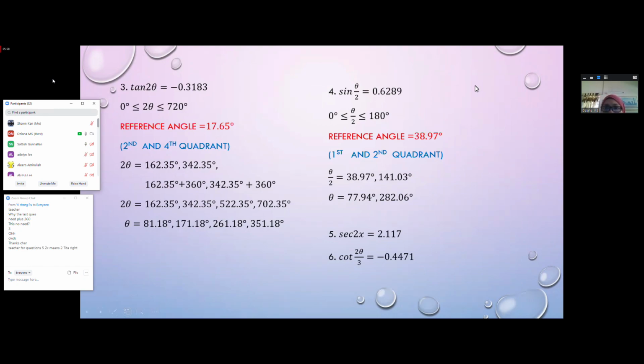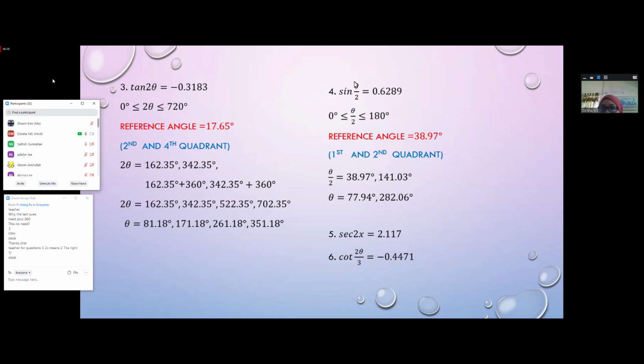Teacher, I got a question. Yes. Since it's 2x, do we have to change the range? Yes, but the unknown should be theta, right? So it's 2 theta. It doesn't matter for the unknown. So 2x is like number 3 also. You have to change the 2 theta. So you have to go 2 cycles. Same goes to cotangent, 2 theta over 3. Also change the range.